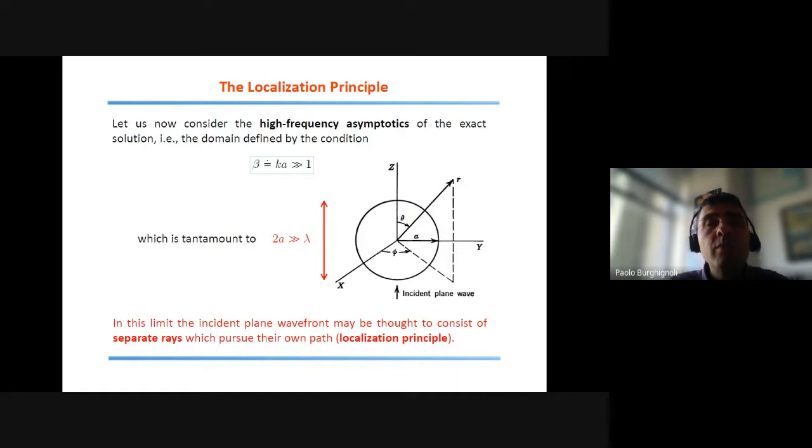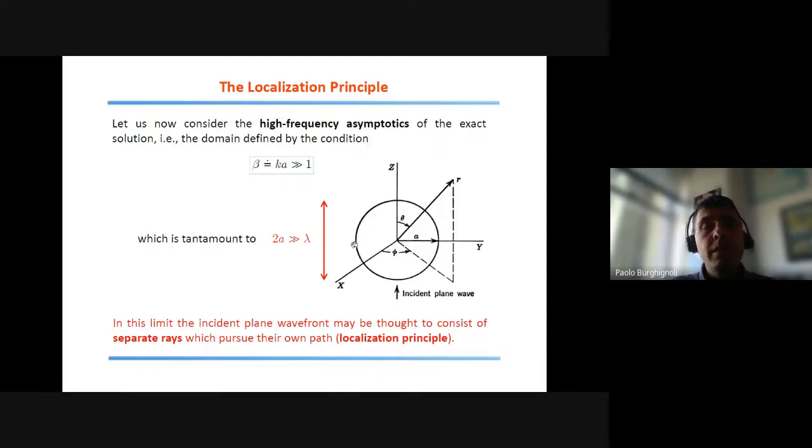And to do so, we will introduce the so-called localization principle, which holds in the asymptotic limit when the radius of the sphere is very large in terms of wavelength. And so the adimensional parameter beta, which is defined by the product k times a, is a very large number, that is, it's much larger than unity.